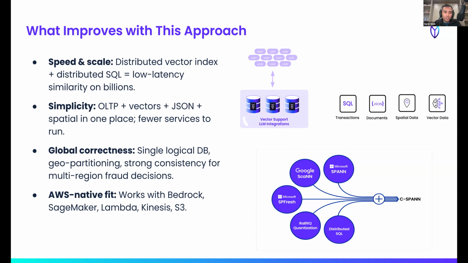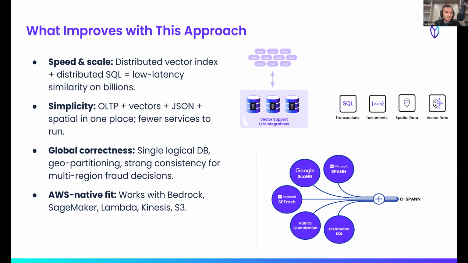So that's really important. Your AI models, your machine learning models, are only as good as the data that you feed them. And for that, your data needs to be correct. And that's where CockroachDB really excels, in the correctness of your data. And we're a natural fit with AWS as well. We're cloud native. We can scale across multiple regions, but we also integrate with tons of their services like Bedrock, SageMaker, Lambda, Kinesis Streams, and S3 as well.